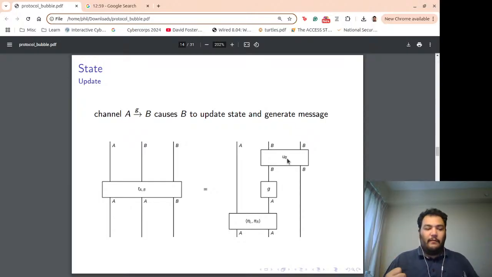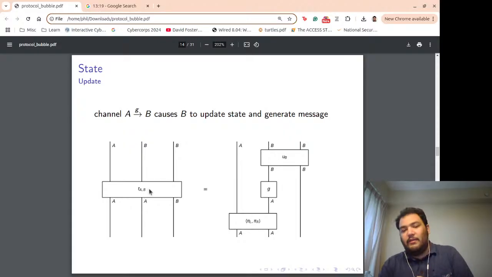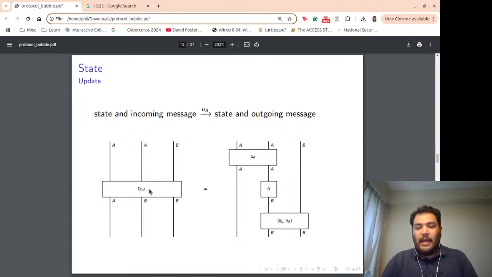So what I mean by a stateful protocol is that channels from one role to another one are followed by an update. I'm denoting this with this new rectangle on the left called TAB, because it's like Alice sending to Bob. And then we can have the other way around. Whenever Bob sends a message to Alice with H, Alice is then going to accept the incoming message, but then update the state and message. On the left, I'm denoting this with TBA.